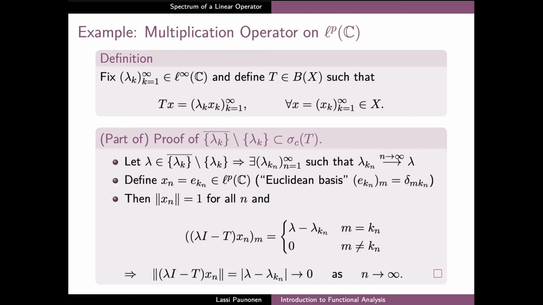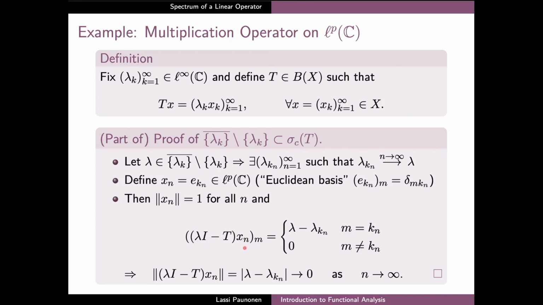If we do this, then clearly the norm of xn is equal to 1 for all n, and for every n, the image of xn under the operator lambda I minus T is a sequence whose knth element is equal to the difference lambda minus lambda kn, and all other elements are equal to 0. And this is directly based on the definition of xn as a sequence with only one non-zero element.